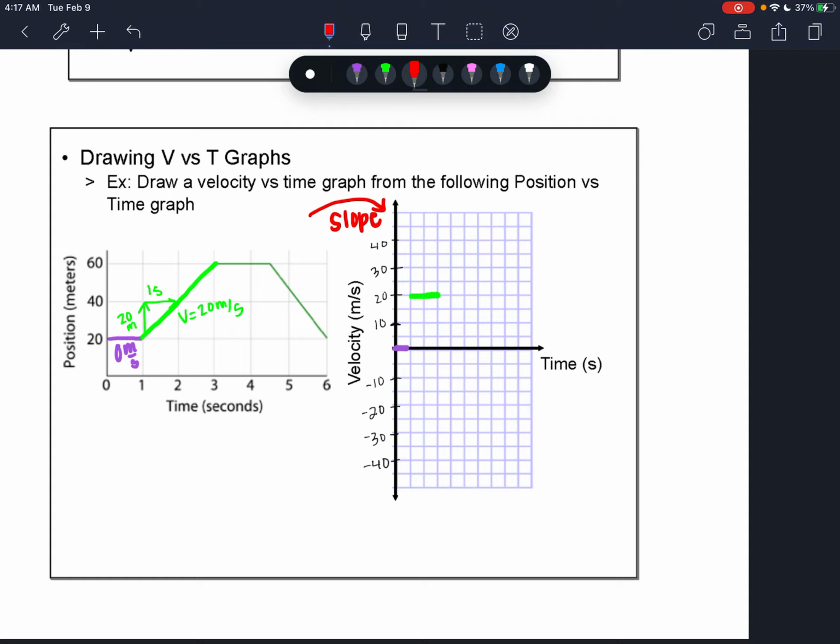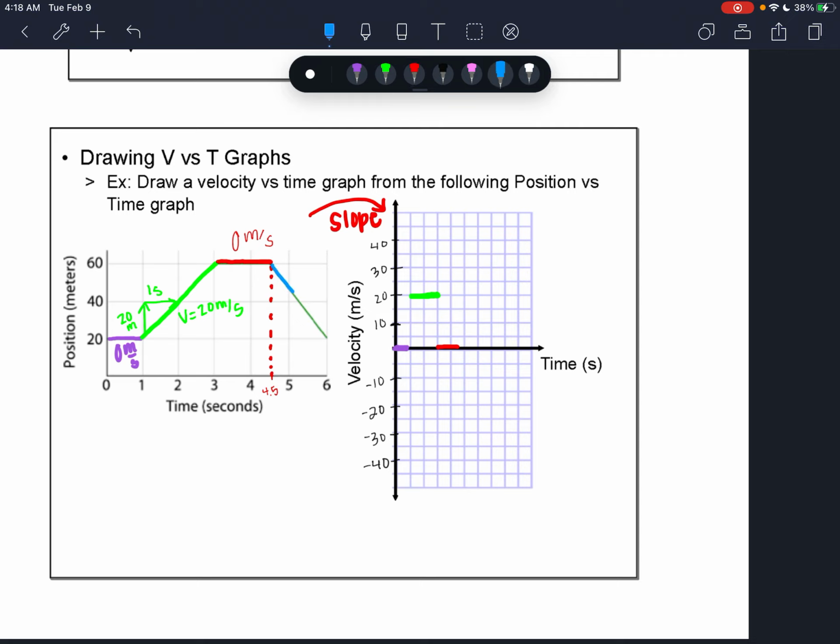All right, so now from 3 seconds to what looks to be, I'm going to draw a dotted line down here, to what looks to be 4.5. I'll label that nice and neatly here, 4.5 seconds. My object no longer is moving. It's at 60 meters, but it's not changing its position, which means my velocity for this segment is 0 meters per second. So from 3 seconds all the way to 4.5, my velocity is 0 meters per second.